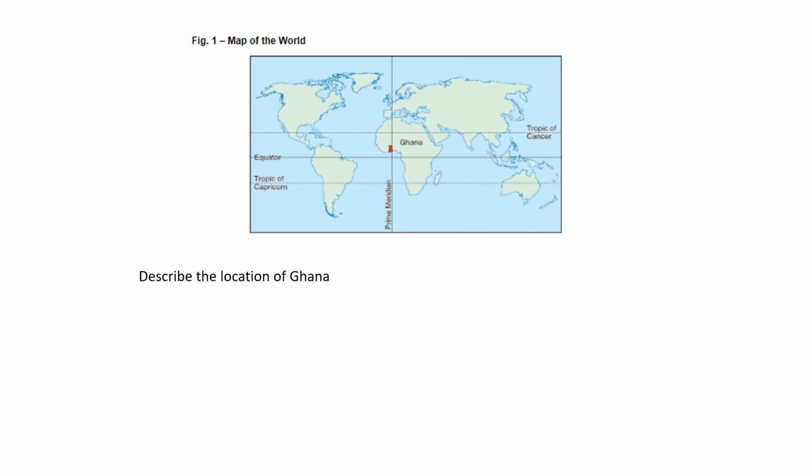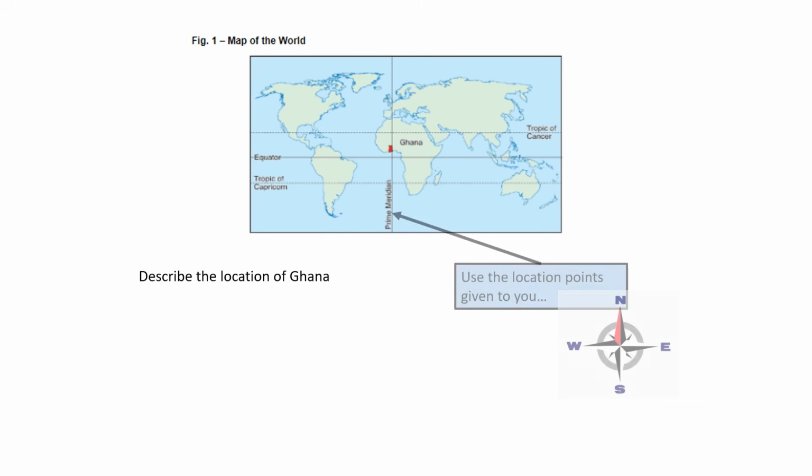Here's a map of the world, and you're asked to describe the location of Ghana, and they will always give you information on the map that you can use in your description. So you can see they've given you the equator, the Tropic of Cancer and the Tropic of Capricorn, and the prime meridian. So you can use your north, south, east and west to locate Ghana using any of those. So north of the equator, on the prime meridian, north of the Tropic of Capricorn, south of the Tropic of Cancer are all things that you can use.